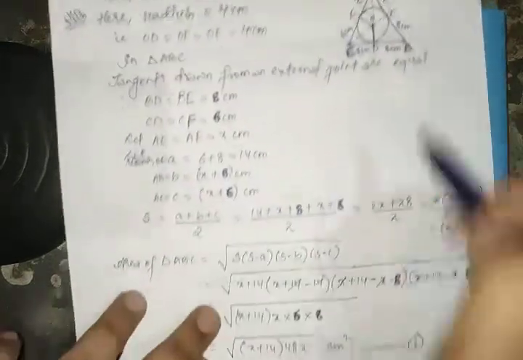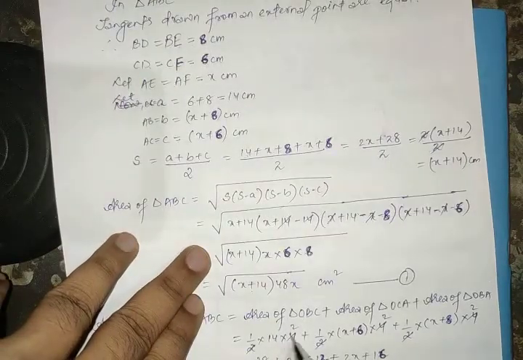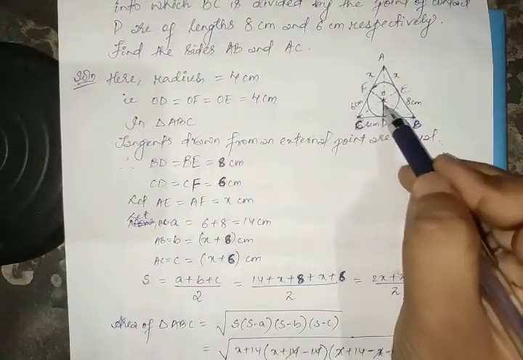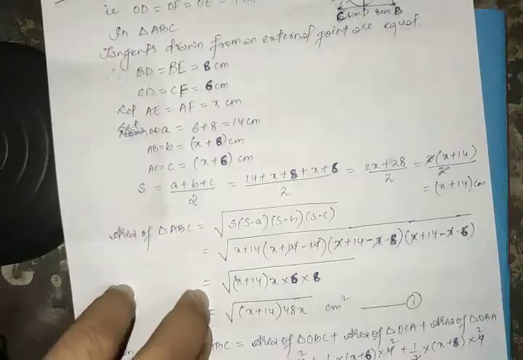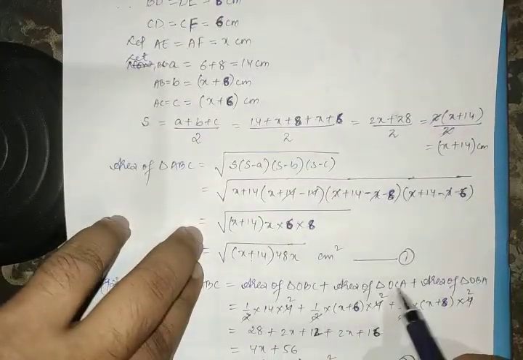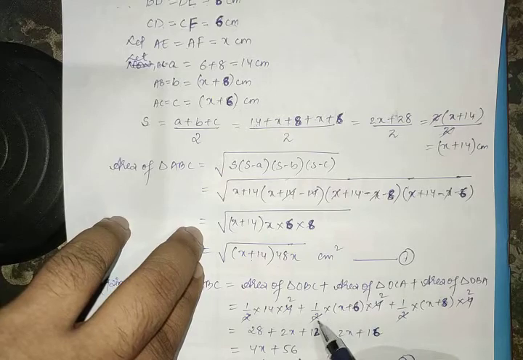So half into 14 into, and radius is 4. That means the height, this height is the radius, right? That is 4. Next for triangle OCA, same formula, half into base into height.